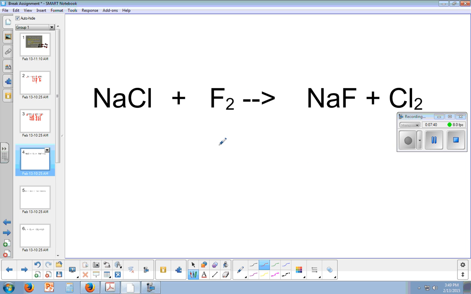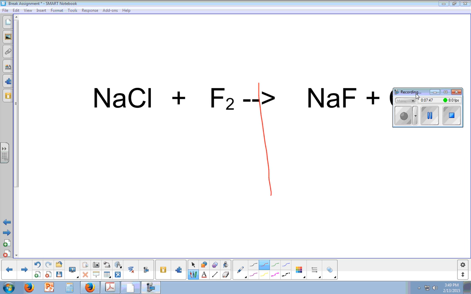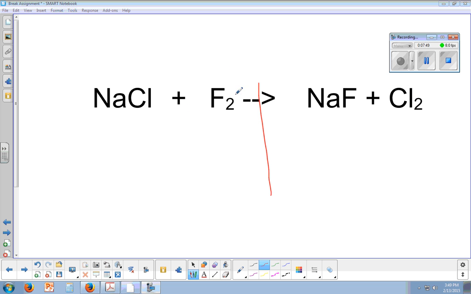Okay, let's try another one. So we have NaCl plus F2 gives me NaF plus Cl2. And I'm just going to point out here that these guys are part of your Brinkelhoff. Those are your diatomic elements, which is why you see them as pairs.